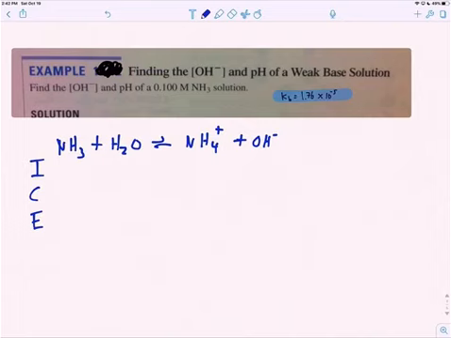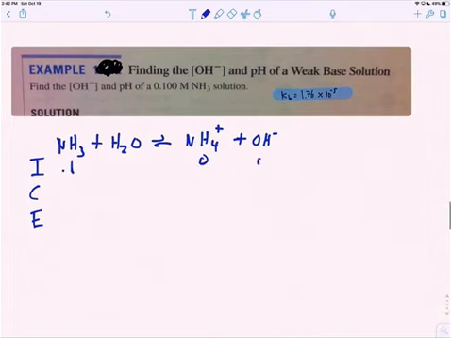Okay, but how do we do this? The pH of this solution, and it's 0.1. So initially, this is 0.1. Water is the solvent, so it's not included. Then 0, 0. We shift right, so this is minus x, plus x, plus x. That gives 0.1 minus x, x, and x.